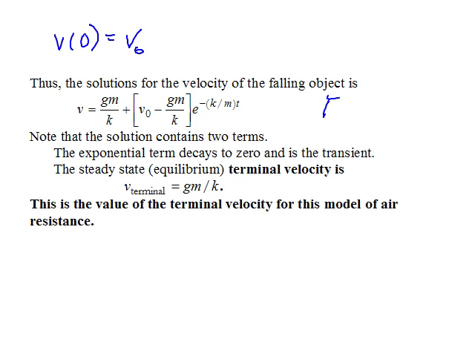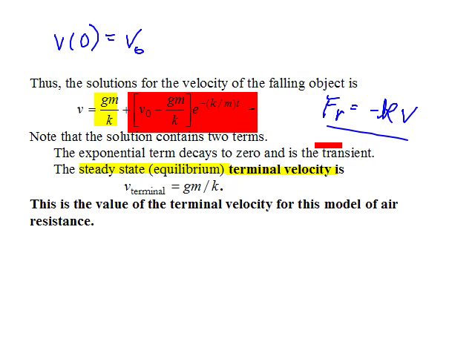And what I used for the model of the resistive force, the resistive force was proportional to the velocity. I used that for air resistance. And now look what I have. I've got those two terms again. The first term here is my steady state equilibrium term. It is called the terminal velocity. The other is this decaying exponential. It is the transient. So we've seen this before. When we find these solutions, we'll see a steady state term. If we look at this graphically, this is the equilibrium. Then we see the decaying exponential.